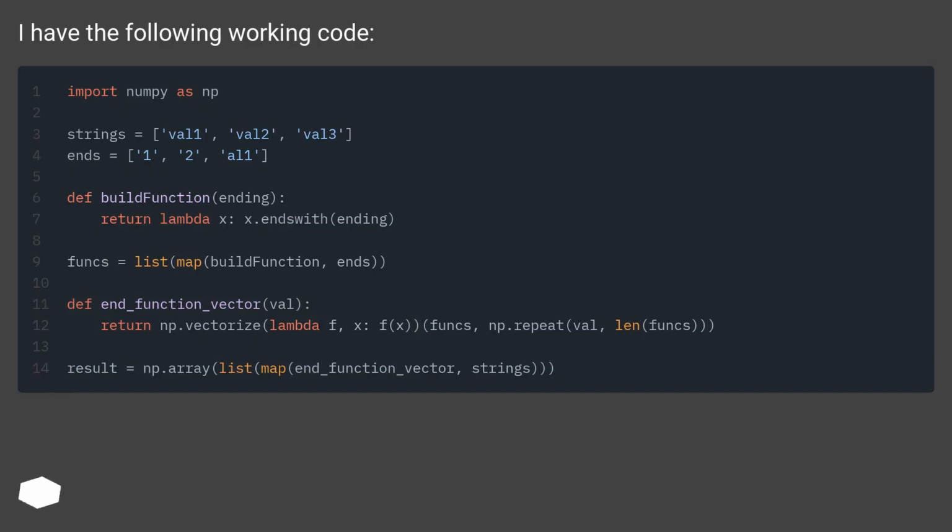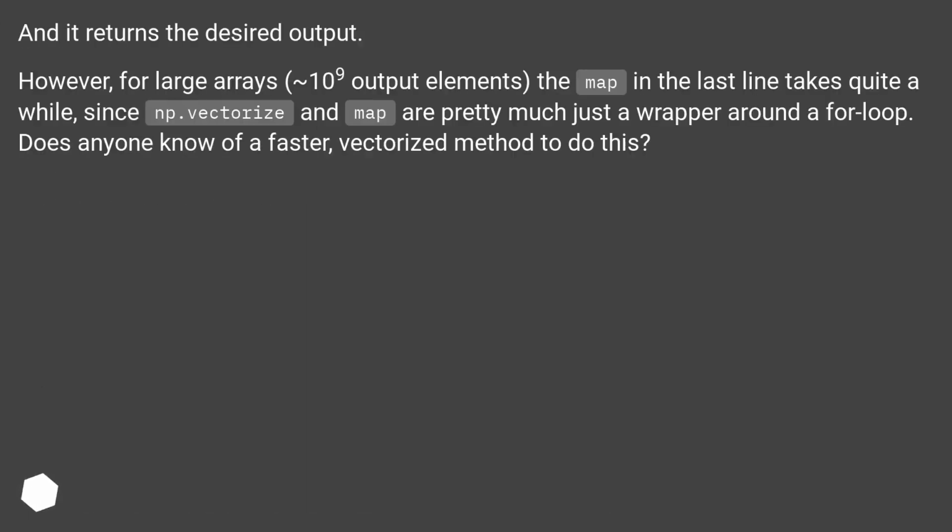I have the following working code, and it returns the desired output. However, for large arrays, around 10^9 output elements, the map in the last line takes quite a while, since np.vectorize and map are pretty much just a wrapper around a for loop. Does anyone know of a faster, vectorized method to do this?